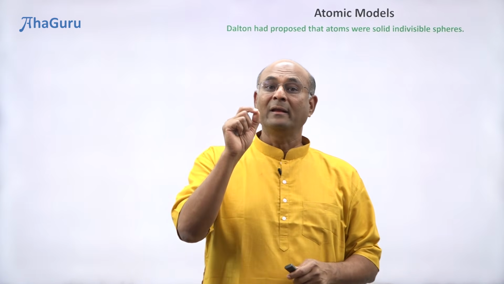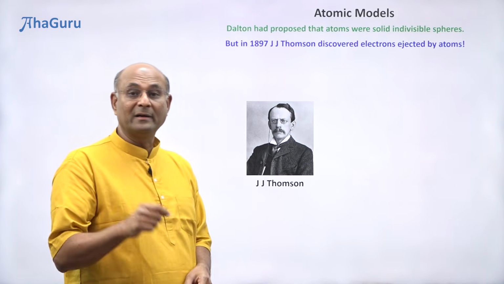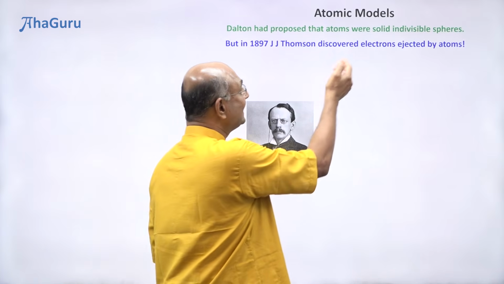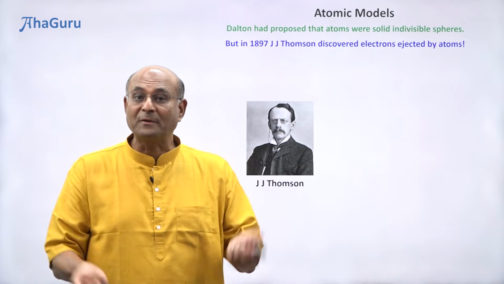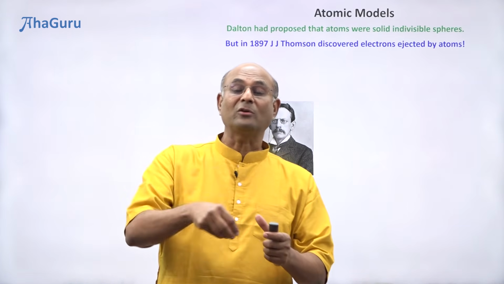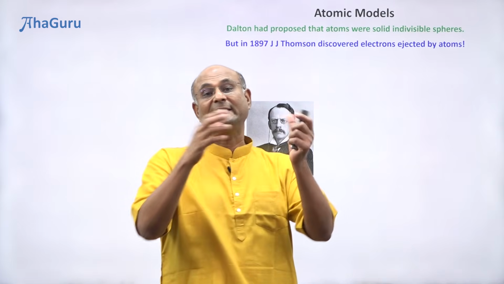But in 1897, J.J. Thomson discovered electrons. These were the first subatomic particles. He found out that atoms are throwing out electrons from inside. So what does that tell you? It says that atoms have electrons inside them. There are subatomic particles inside the atom.